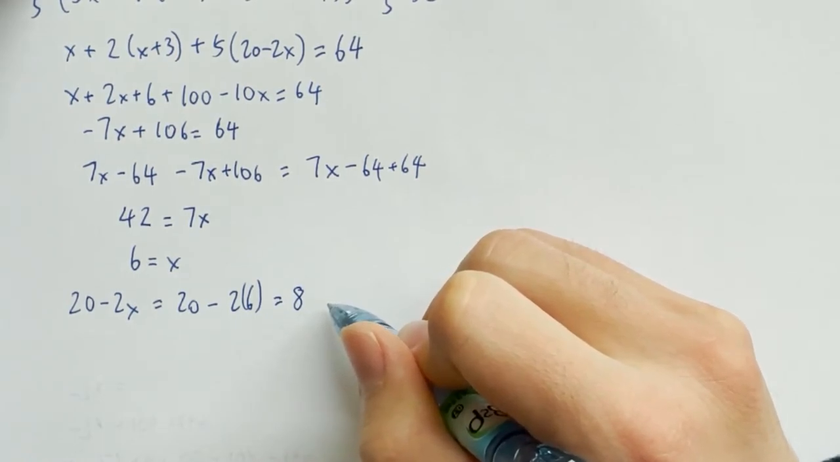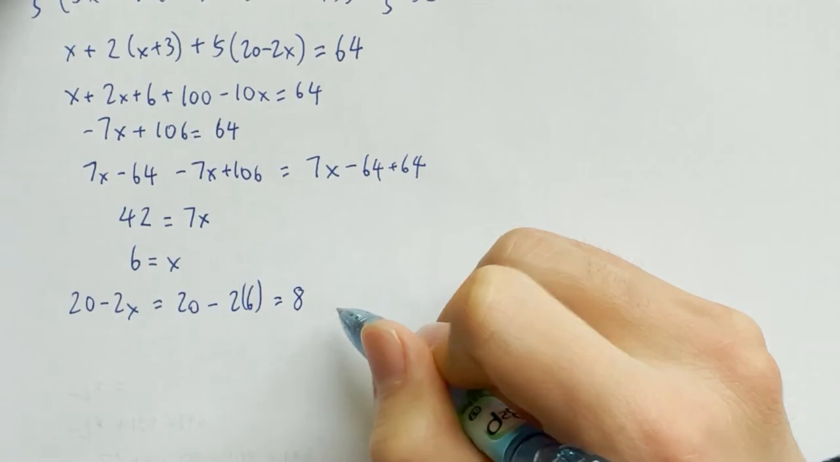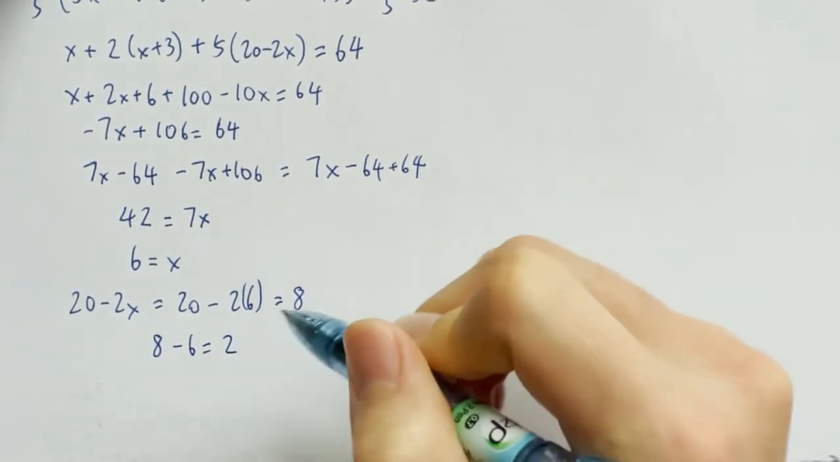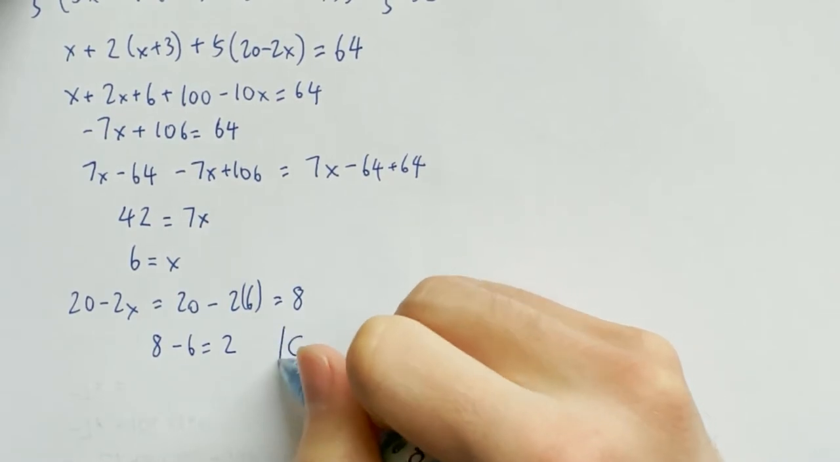The answer we need to find is the difference between the number of 25-cent coins and the number of 5-cent coins. So we have 8 minus 6, which is 2. And the answer is C.